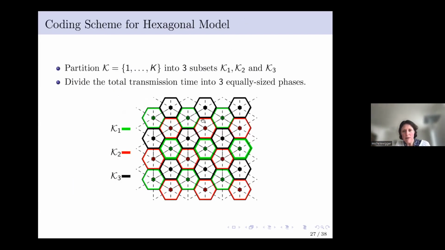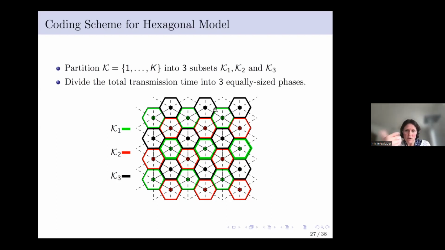And because each transmitter potentially can have a fast message, the idea of our scheme is that we partition the whole network into 3 sets. We want as few sets as possible, but we also want that all the green should not interfere with each other, the red should not interfere with each other, and the black should not interfere with each other.